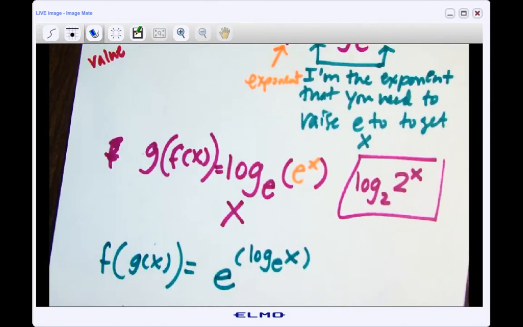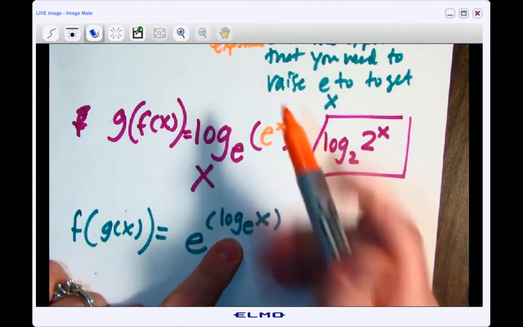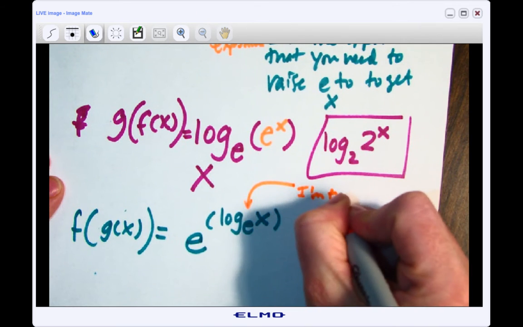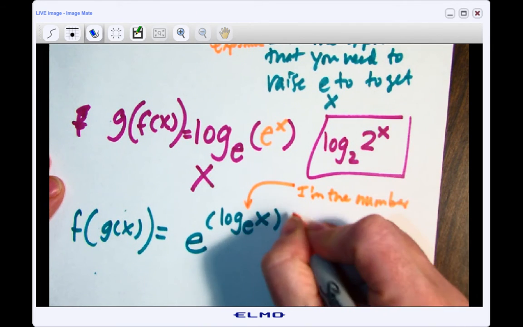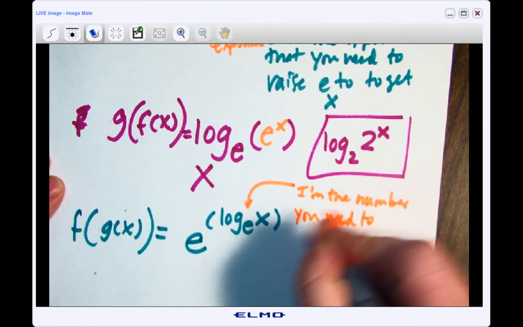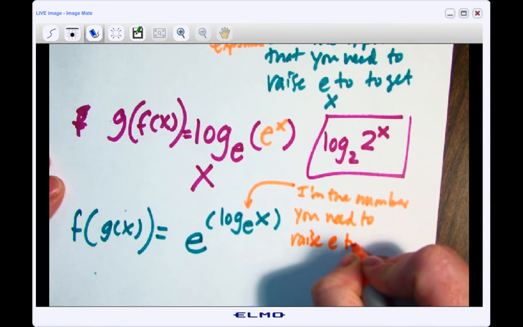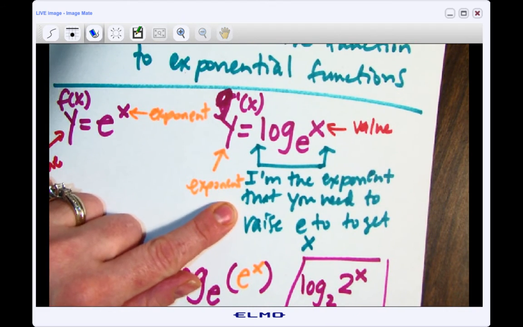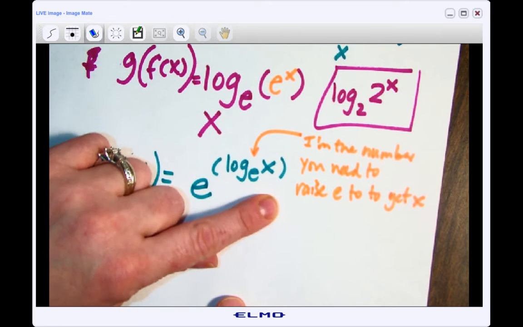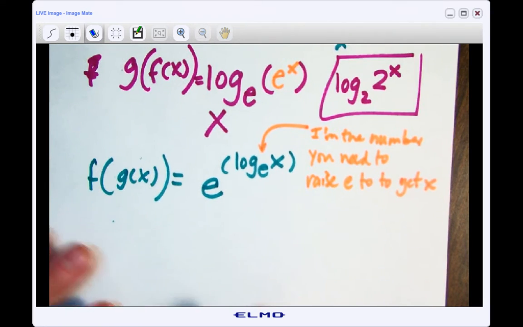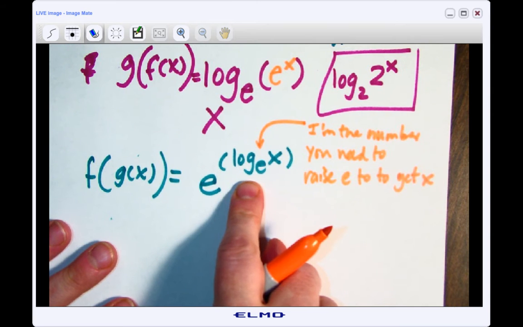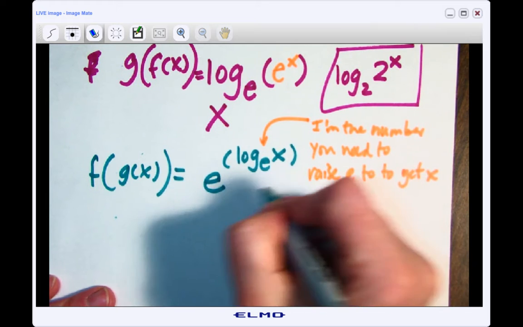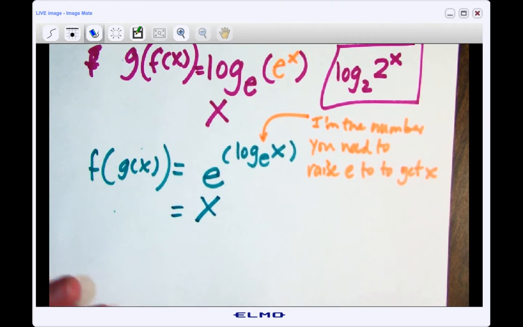Well, take a minute to remember what this little expression means. What do we say that this one is? If I were to describe it in words, it says the number you need to raise e to get x, right? That's what we just said it was up here. I'm the exponent that you need to raise e to get x. So if I'm the number that I have to raise e to get x, and I'm raising e to that number, well, what number would that give me? That's going to give me an x.